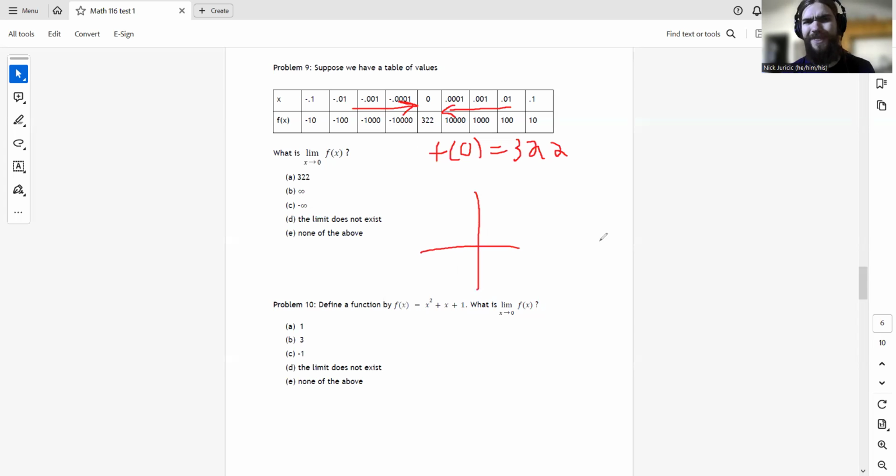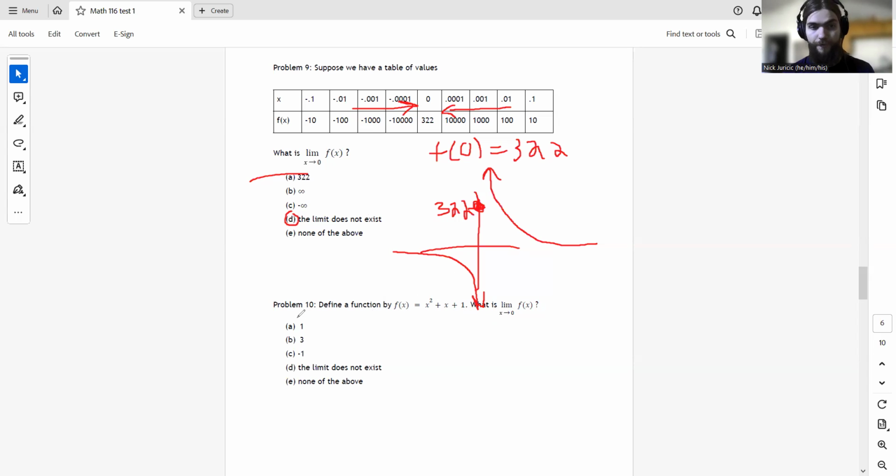The graph would look maybe something like this, with a little hole here, or rather a closed circle, not a hole, at 322. A little dot here at 322 for the actual value of the function. But it's not the same as the limit. It looks like the limit from the right is, if it could be anything, positive infinity, whereas the limit from the left, if it could be anything, would be negative infinity. But they don't match up because they're going towards different directions. So the limit doesn't exist because it doesn't match what it's going towards from both sides.